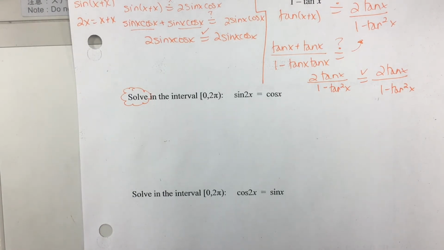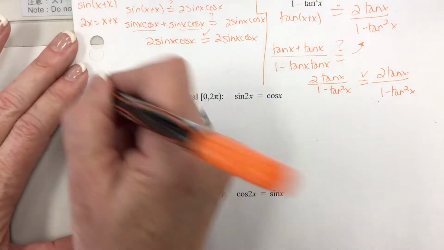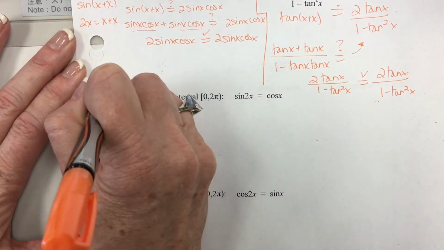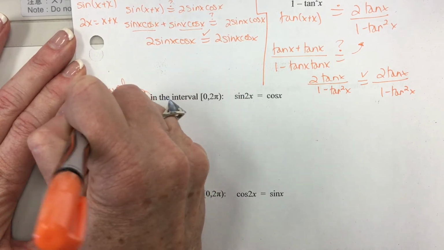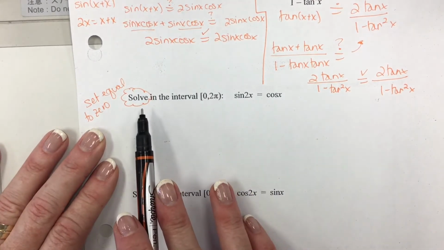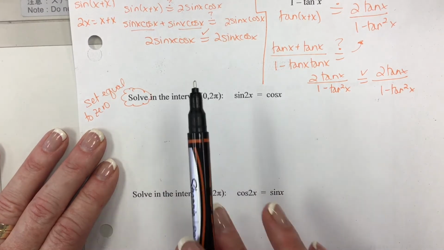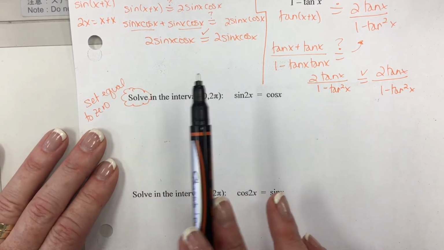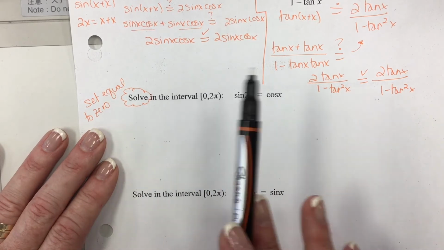Okay, so we're solving. 90% of the time, when we solve something, what is typically the first step that we want to do? Make sure that it is equal to 0. Okay, so when we solve, we want to set equal to 0. Now the second thing I want to do is notice that, except for substituting in for our double angle, the rest of what we're doing today is stuff that we've done before.